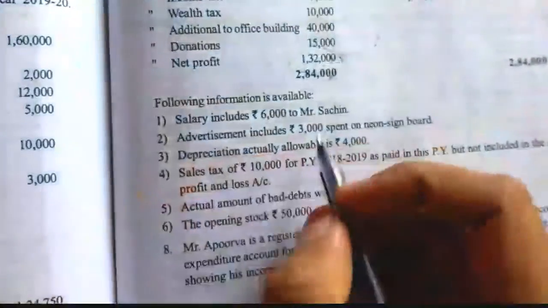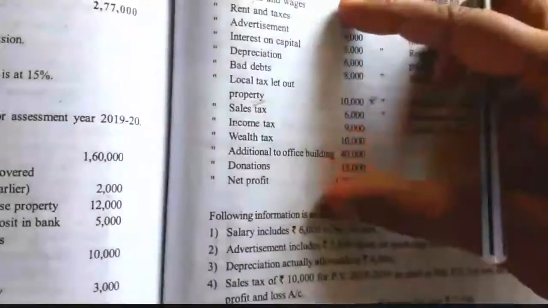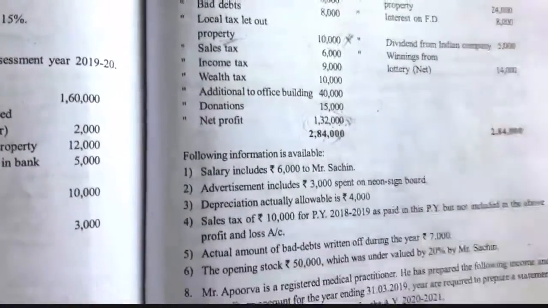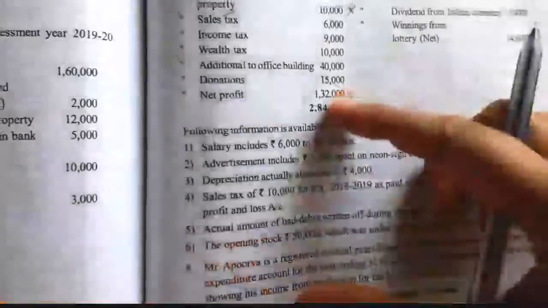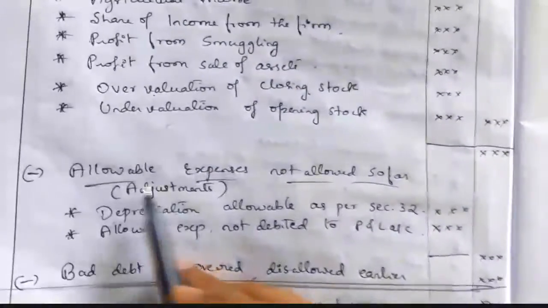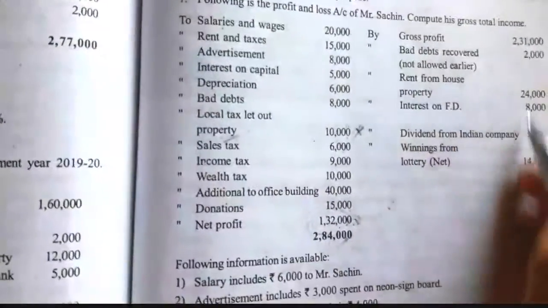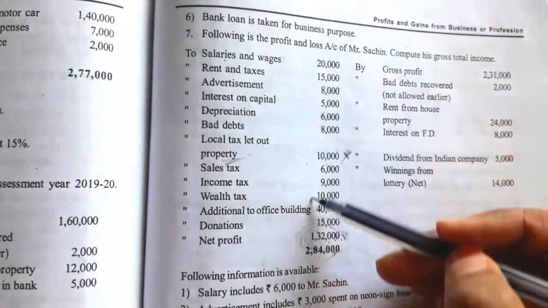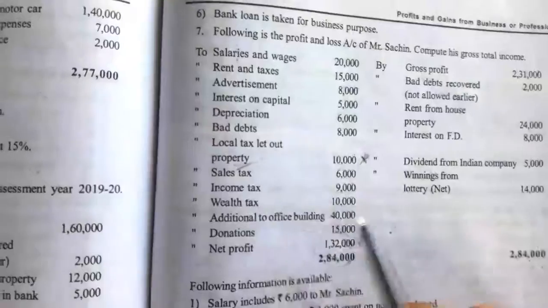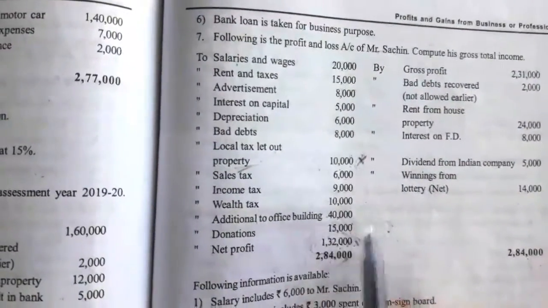So in the additional information or adjustment part of the question, for disallowed expenses we have to see the debit side. For disallowed income, we have to see the credit side of the profit and loss account. And for the allowable expenses not allowed so far, we have to see the additional information or adjustment. If there is any expense relating to business and not recorded here, then we have to record it. To record it, we have to deduct it from the net profit. What does recording mean? The net profit is the total after adding all items, so these items are deducted to calculate it. If you want to record any item, we have to deduct that item from the net profit.